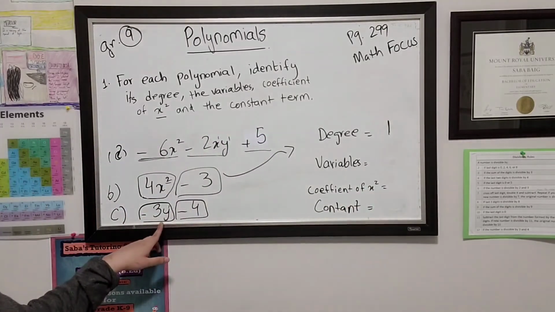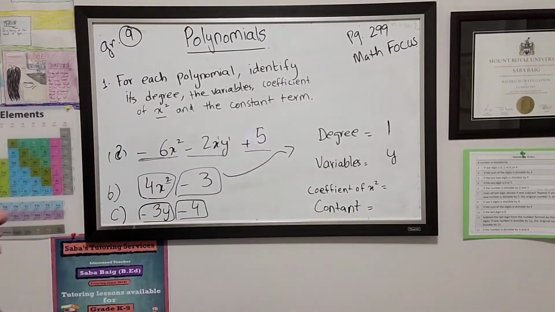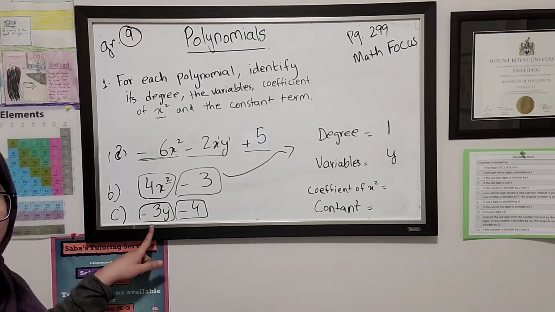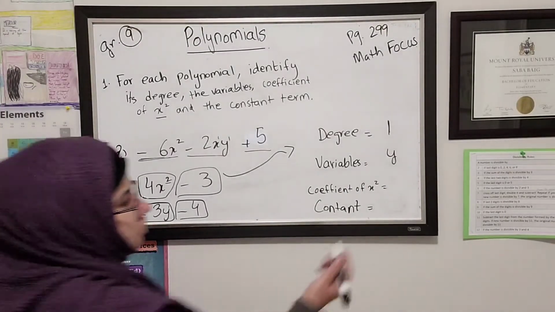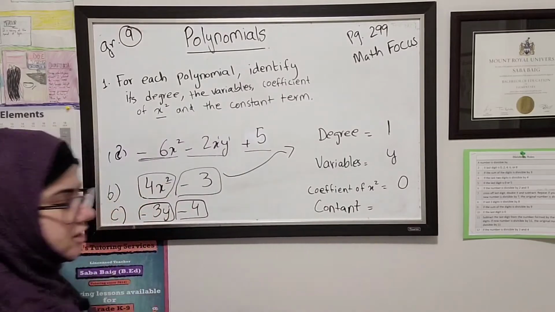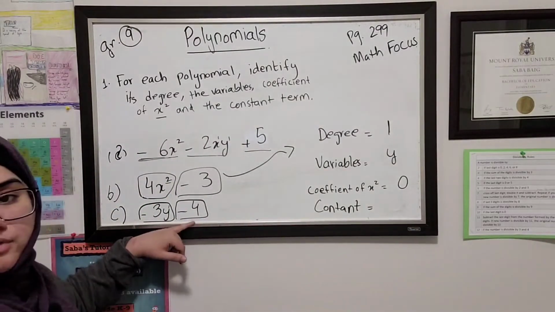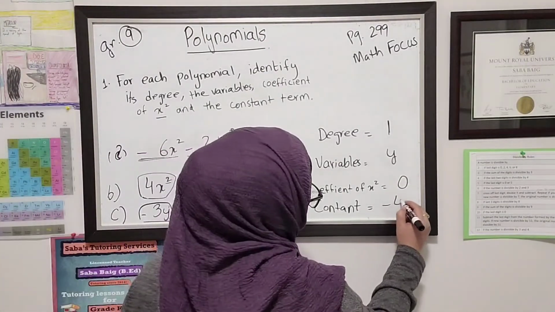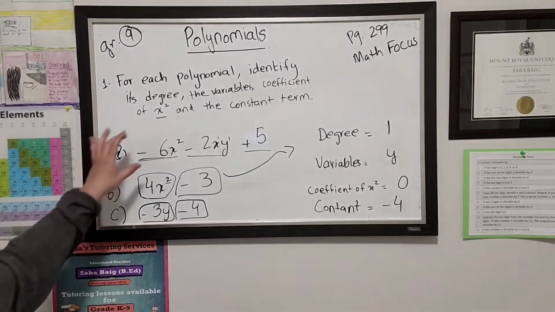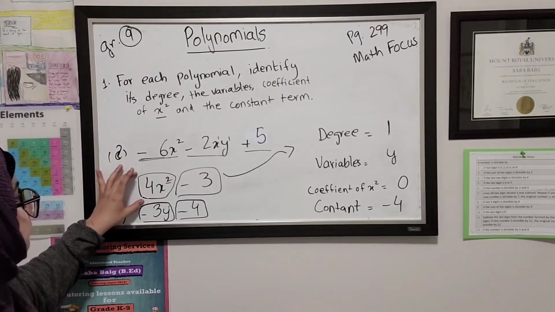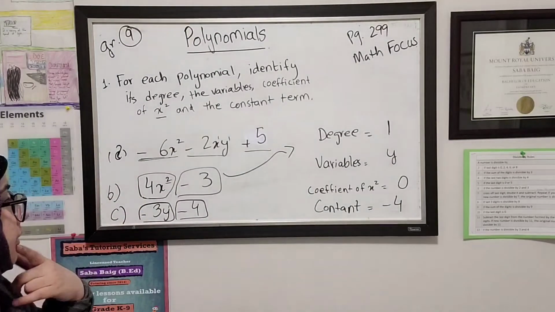Variables. What are the variables? We can only see y as a variable over here. Coefficient of x squared. Do you see any x squared over here? No, nothing is here. So the coefficient of x squared is 0. And the constant over here is -4. So simple. This is how you find the degree of a polynomial. Check the biggest degree, the exponent of the variables.